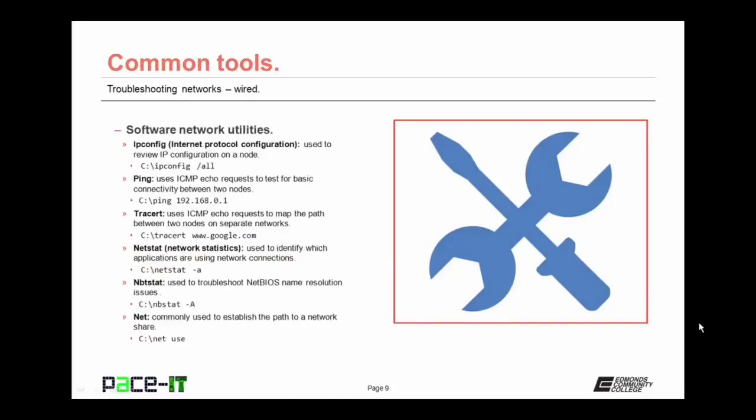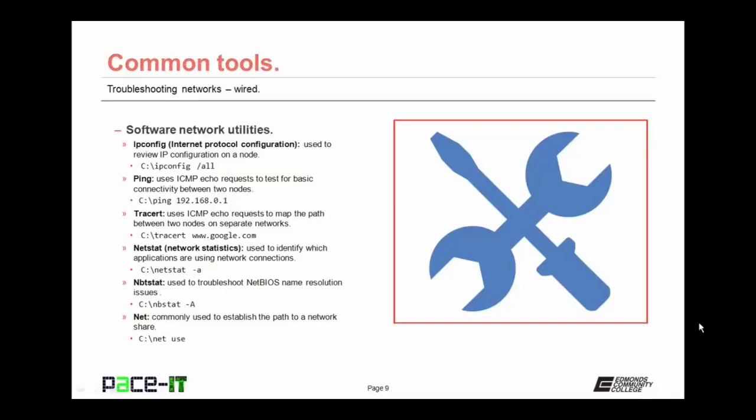Now let's move on to some software network utility tools that you can use to troubleshoot a network. And the first one we're going to talk about is ipconfig. Now this is used to review the IP configuration on a given node. It'll give you all the information, depending upon which switch you use in the command, about the network configuration for that node. Ping, well, it uses ICMP echo requests to test for basic connectivity between two nodes.